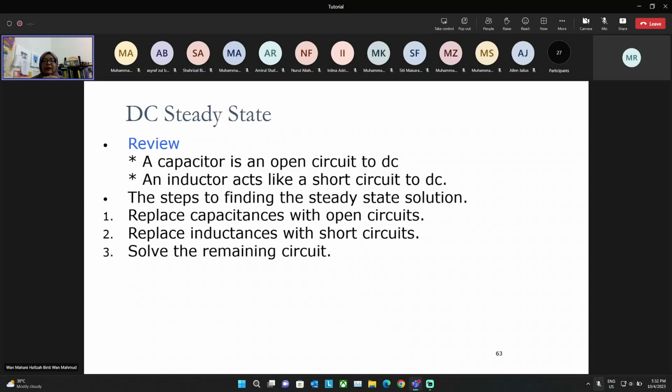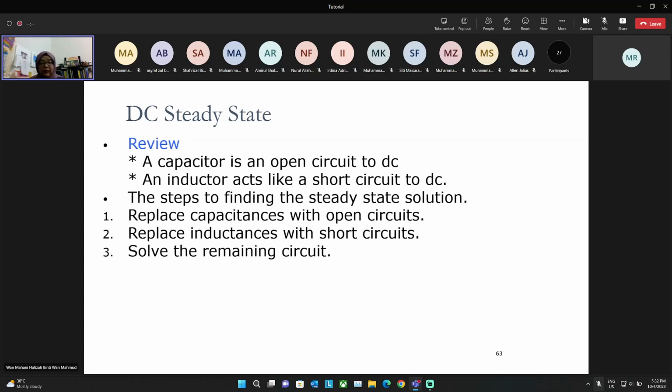Dia bukan bagi bentuk sine ke cosine ke exponential ke, tak ada. Dalam sebutan T tu tak ada. Memang straight away dia bagi values. So that is DC state condition lah. Okay, bila dalam keadaan DC state, capacitor akan open circuit and inductor akan short circuit. So you kena ingat ni sebab nanti you kena implement untuk the next chapters.